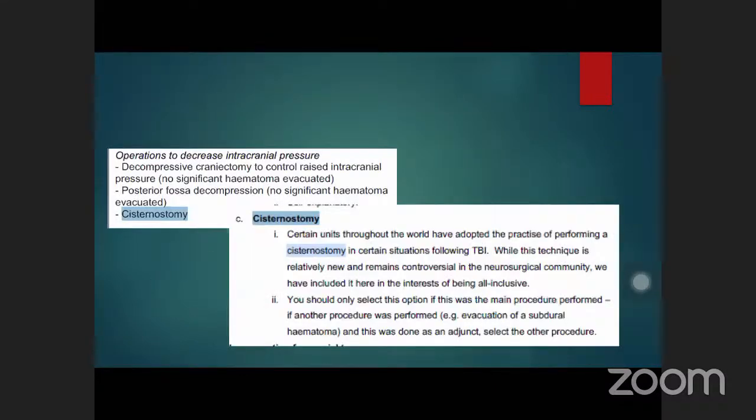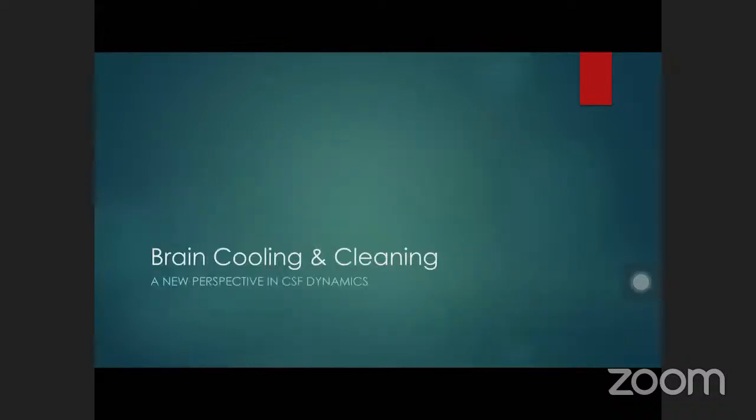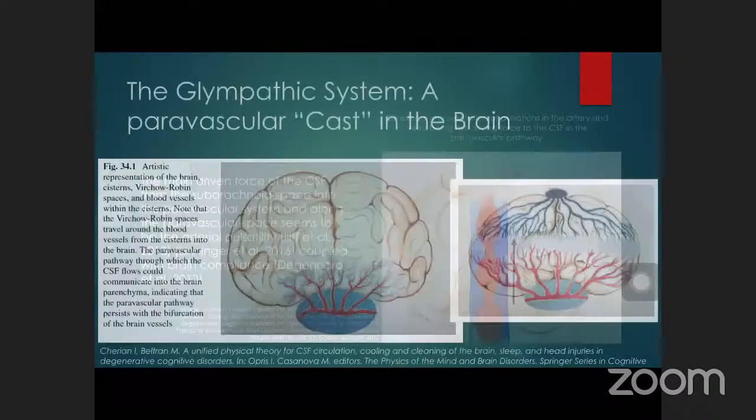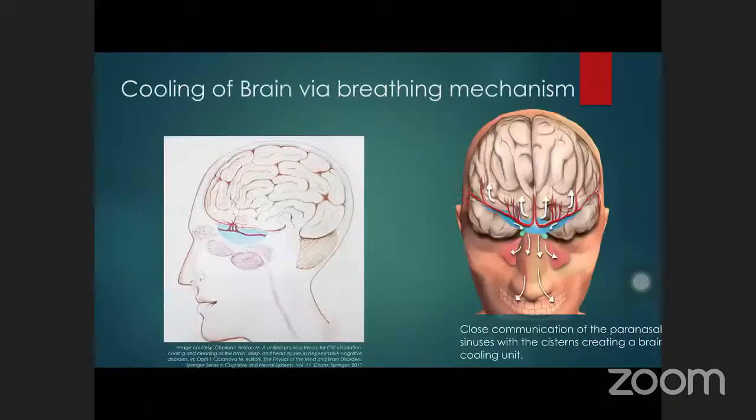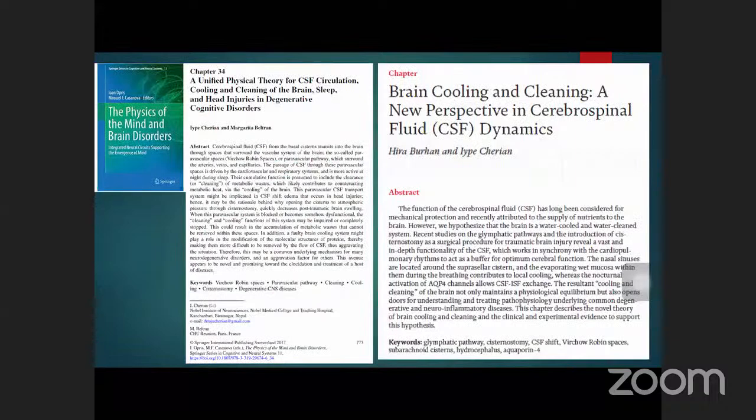So the Geno study, this is the cystonostomy being included. The online registry, everything is coming. As I have talked to you about the cooling and the cleaning system, the Archimedes screw principle, everything I have already told you. This is a Springer Neurosciences chapter. We were honored to have this as a chapter in 2013. 7 years back, we proposed the cooling and cleaning. If you type cooling and cleaning of the brain, this is our work. This is the Springer Neuro series. Thank you very much.